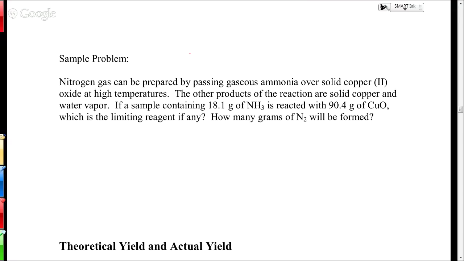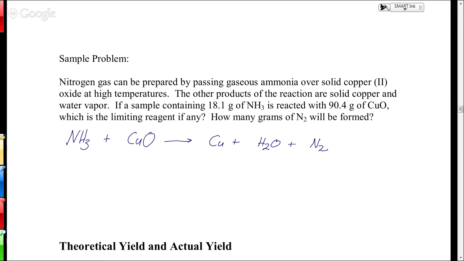All right, do you have an equation yet? Chemical equation? Do you remember ammonia? That one's given. Actually, all the formulas are given, so we can do that. That's going to be gaseous ammonia, NH3, over copper oxide, CuO, makes copper, water vapor, and nitrogen. Is that what you got?